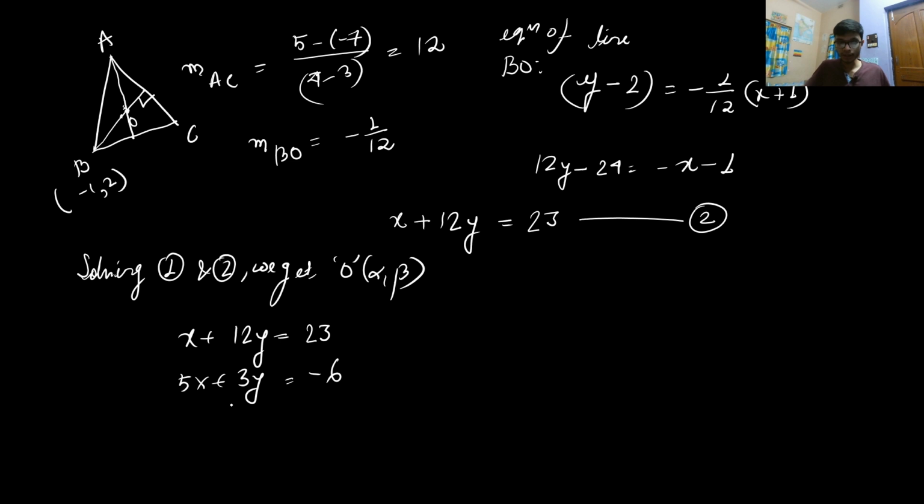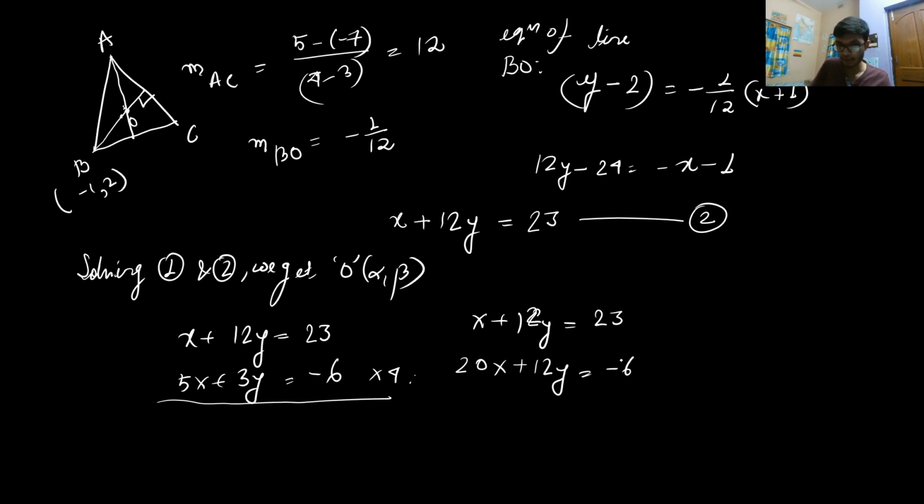Alright, so what I can do is multiply the first equation by 5, or maybe a better thing would be to multiply the second equation by 4. If I multiply the second equation by 4, according to my labeling, it becomes 20x plus 12y is equal to minus 24. So on solving this, the 12y gets cancelled and this will become minus 19x is equal to, sorry, not 1, I am very sorry, this will become 47.